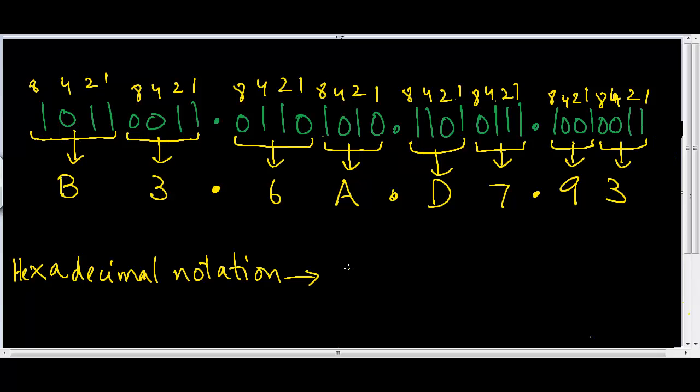So our answer in hexadecimal for this IP address is B3.6A.D7.93. So this time you have to work with nibbles, right? 4 bits.